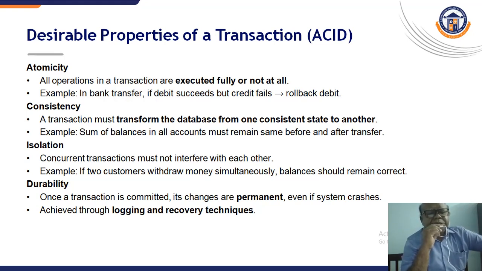Next, consistency. A transaction must transform the database from one consistent state to another consistent state. The sum of the balances in all accounts must remain the same before and after the transfer. This is very important. This is the condition for checking consistency. For any operation, you have to check the previous balance and the balance after. If both are the same, it will not be a problem. If there is any deviation, then you can say that it is inconsistent.